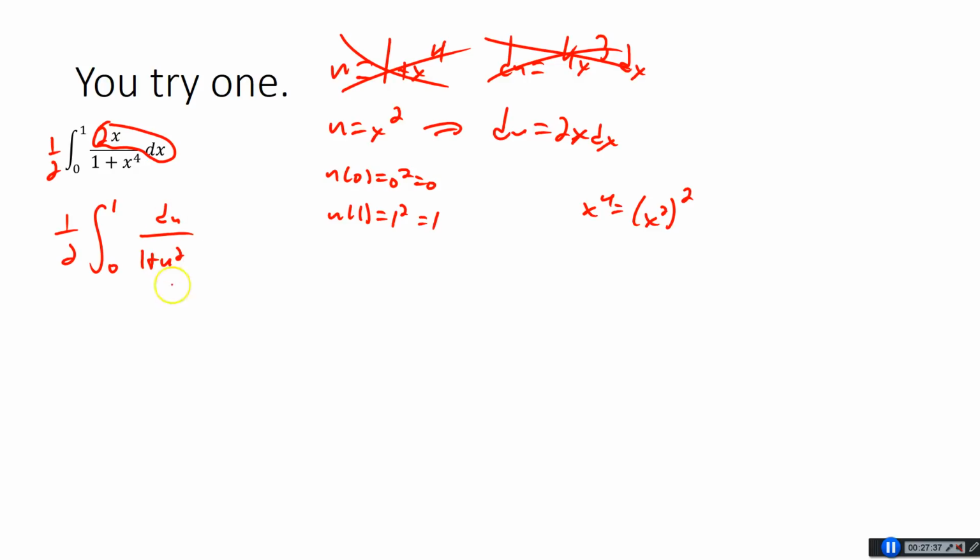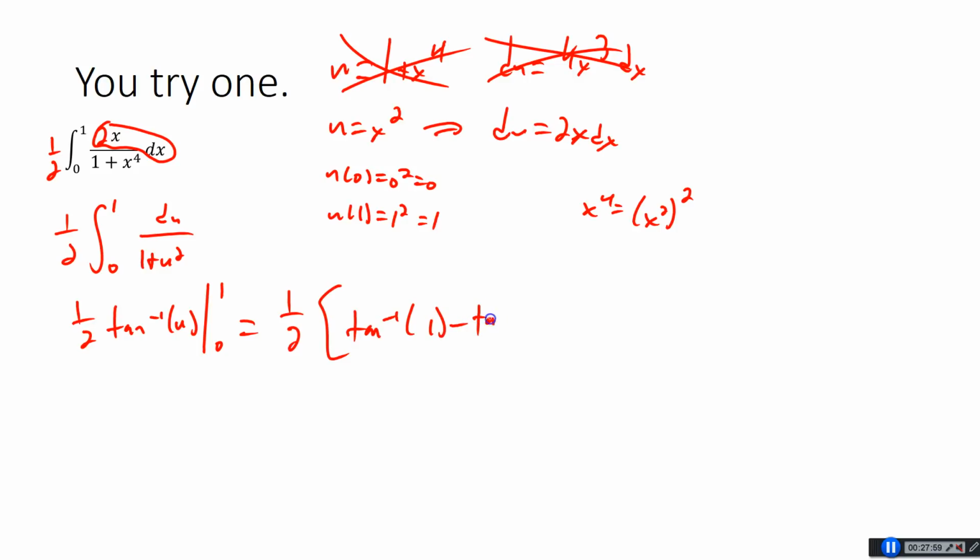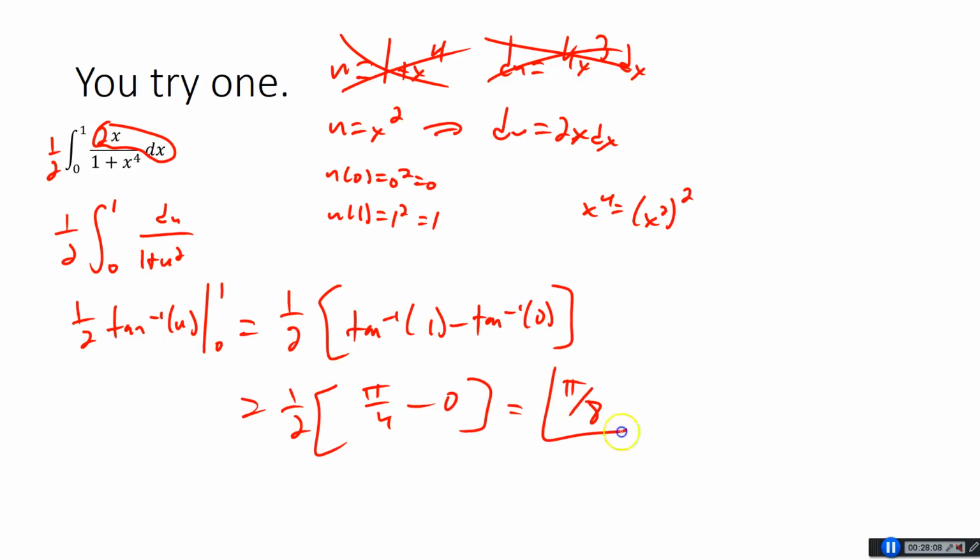So the antiderivative of 1 over 1 plus x squared, or in this case 1 over 1 plus u squared, that's tangent inverse. So we have 1/2 tangent inverse of u evaluated from 0 to 1. At this point you could put the x squared back in there, and you could do it x equals 0 to x equals 1, but you're going to have to do the same thing. So we have 1/2 tan inverse of 1 minus tan inverse of 0. That's 1/2 times, tangent is 1 at pi over 4, tangent is 0 at 0, so this is pi over 8. Voila. That's all there is to it.